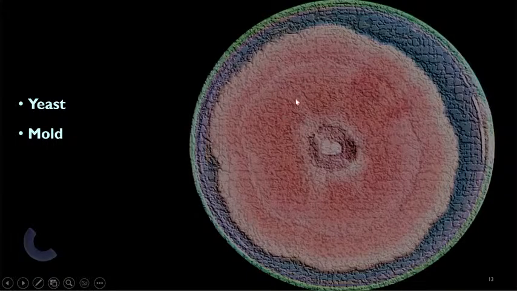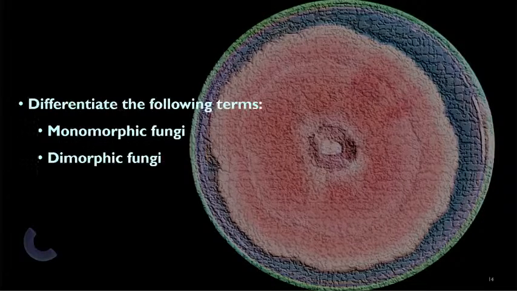This one, right? It's a little bit artsy, but that is an example of what a mold looks like. It's a little bit cottony also. It has a cottony consistency and a felt paper-like consistency. Okay? Now, we have to differentiate two terms when it comes to fungi, okay? Monomorphic fungi and dimorphic fungi, okay?